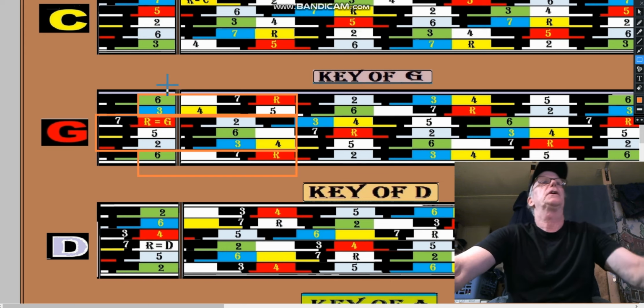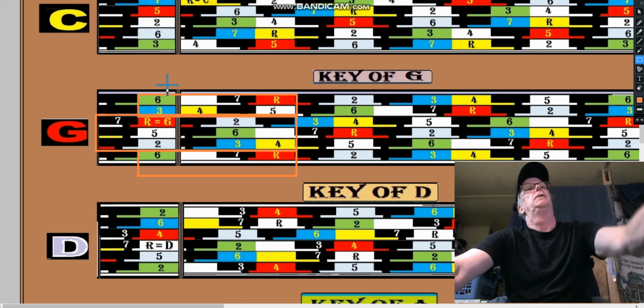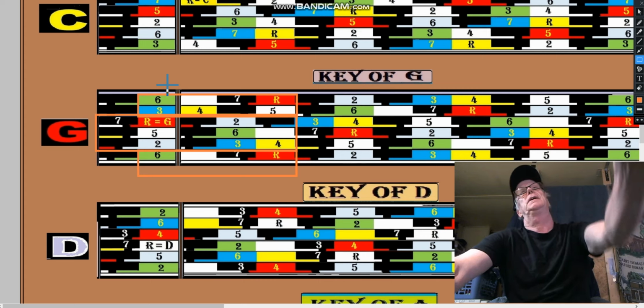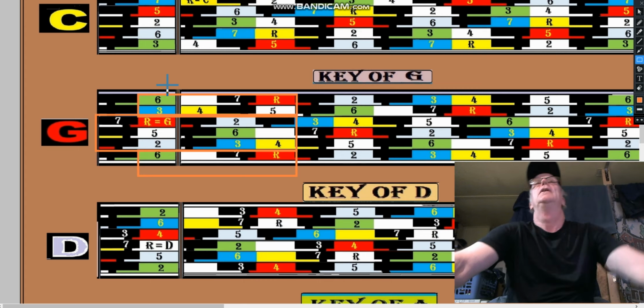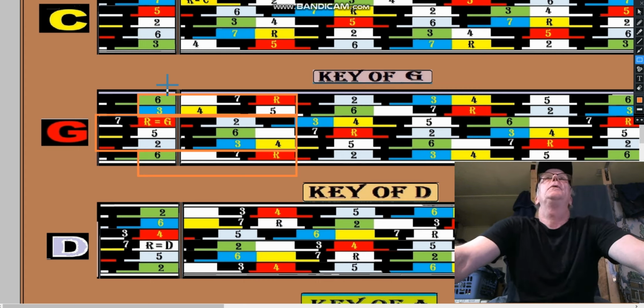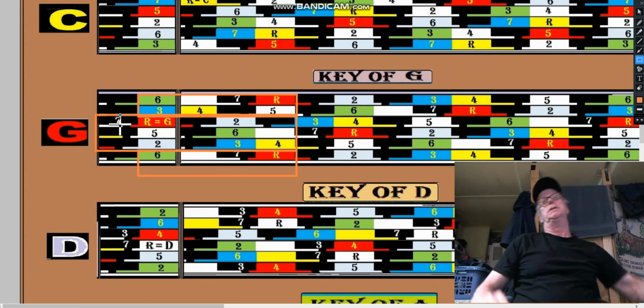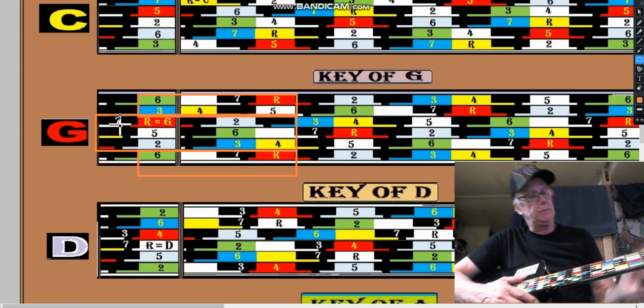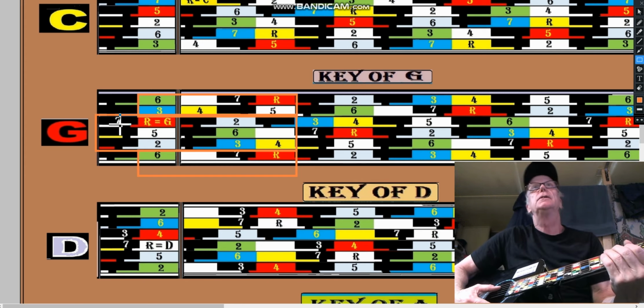So 3 goes to 6. In C, it's E, F, G, A. In the key of G, it's B, C, D, E. E is a 6. So what are we talking about here? We want to play this 7 here. You can't play that 7 unless you down-tune your guitar. Then you can play that 7, right?